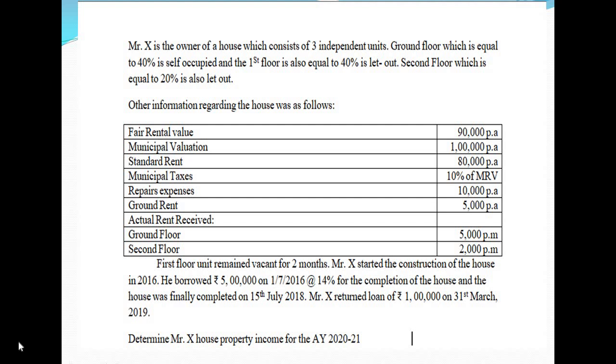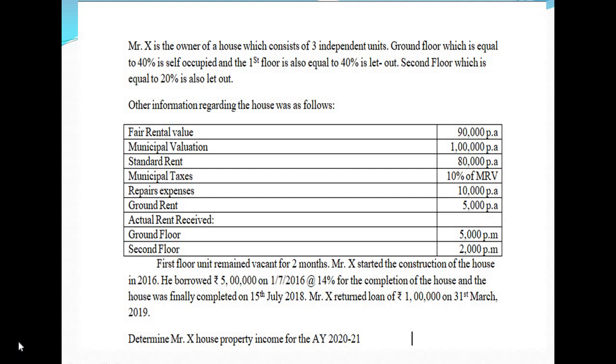Hello everyone. So under this video, let us solve this problem. It says Mr. X is the owner of a house which consists of three independent units. The ground floor, which is equal to 40%, is self-occupied, and the first floor is also equal to 40%, which is let out. The second floor, which is equal to 20%, is also let out.